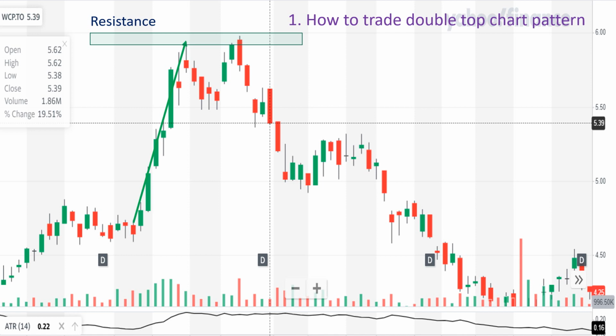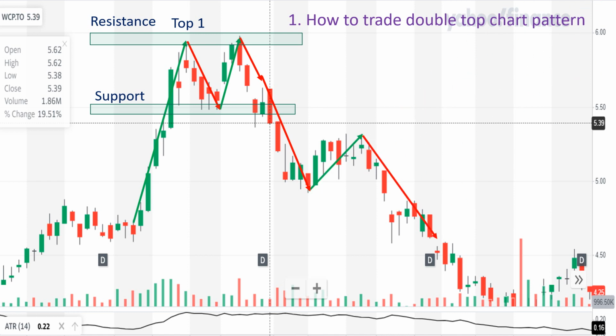Then the price got rejected and pushed down slightly toward a level of support, and the first top, top one, is formed. The price bounced off the support to retest this level of resistance one more time. Since the price cannot break this strong resistance level, it goes down toward the support level. Then the price breaks the support and continues going downward all the way, producing top two and the neckline.